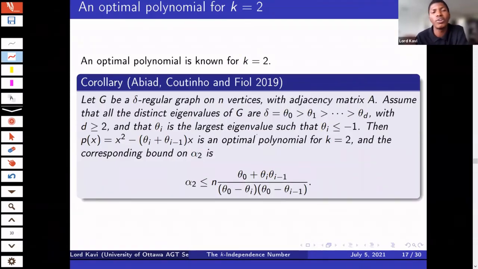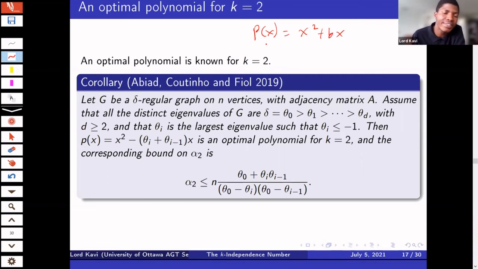Now, what about for k equals 2? We are looking for alpha. So we are now looking at this polynomial, x squared plus bx. So it really has to do with getting the best b possible. That will help us to get the bound, right?